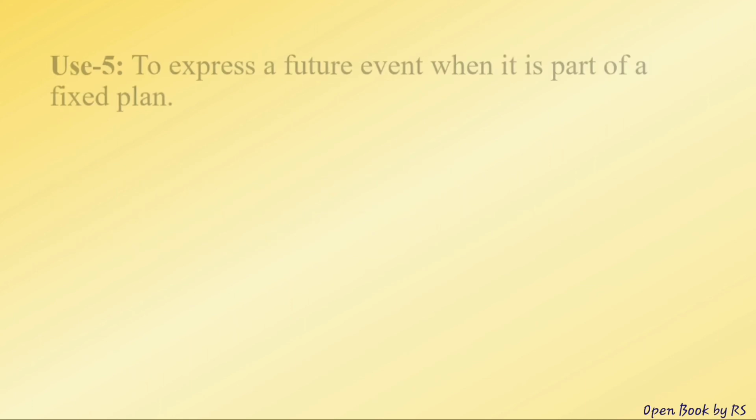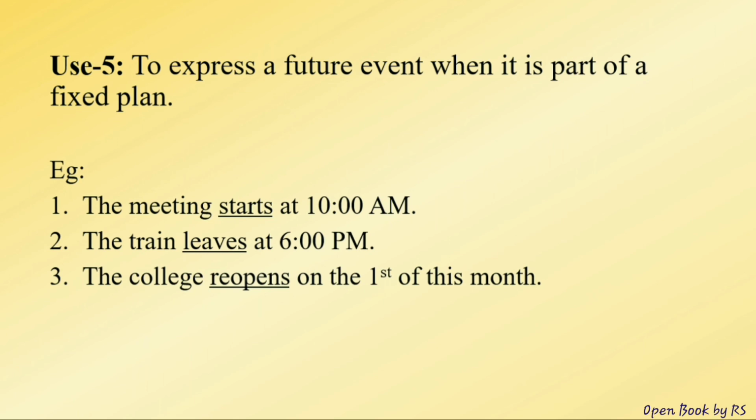Next usage. Certain future actions can be expressed in this simple present. Those future actions must be part of fixed events, fixed plans. That sort of fixed plans or events can be expressed by using this simple present. Example, the meeting starts at 10 a.m. So the meeting has not yet started. It's a plan, it's a fixed action. So the meeting starts at 10 a.m.